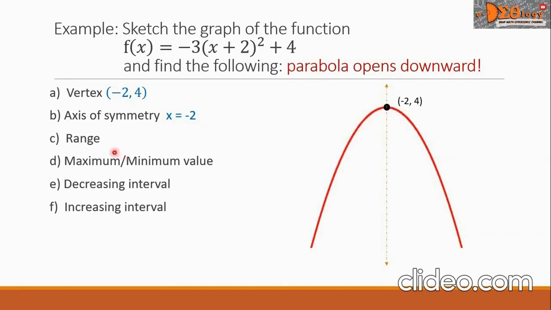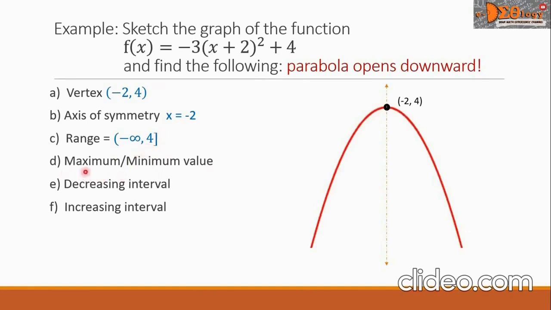For the range, we have the formula: negative infinity, comma, k, and we use the square bracket. This k is the y-coordinate of the vertex. So we will just substitute the k. It becomes 4. The range now is negative infinity. Of course, we use the parenthesis, then comma, 4, and the square bracket.